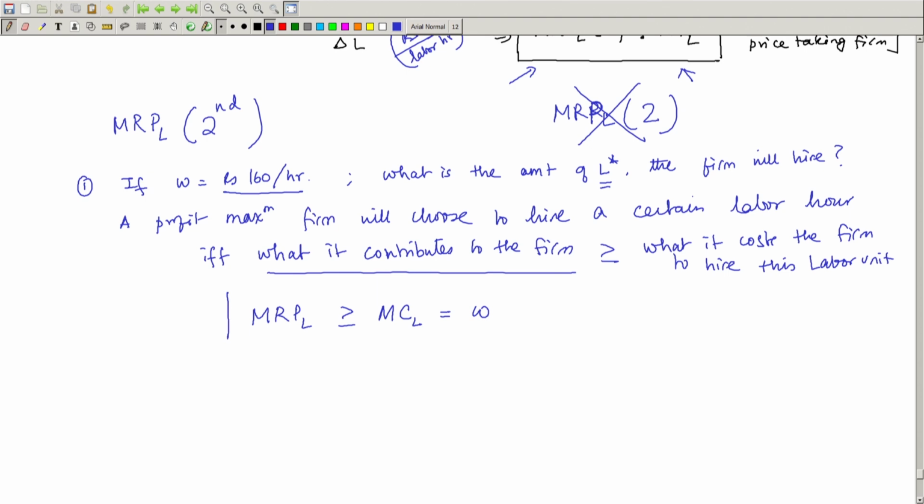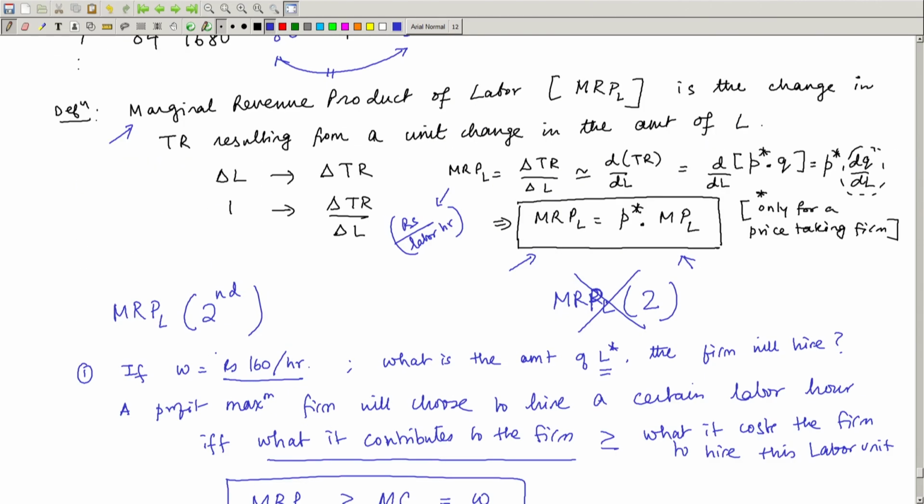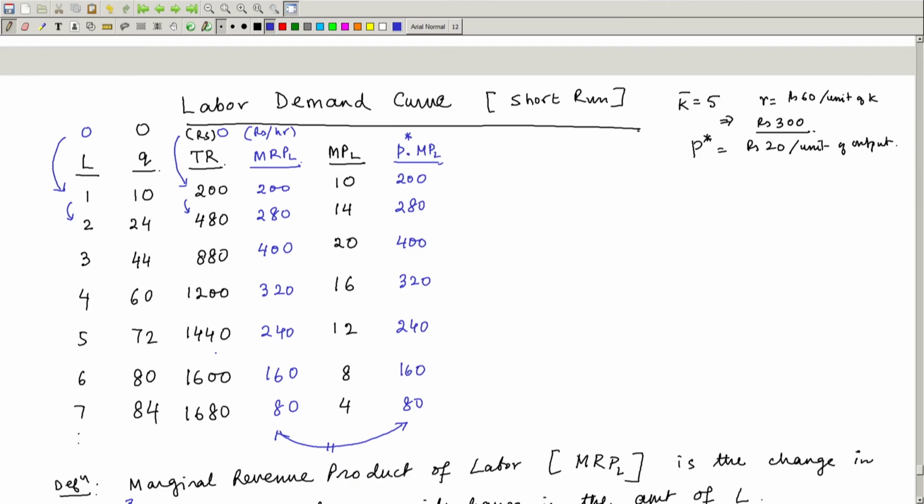So, a profit maximizing firm will choose to hire a certain amount of labor as long as the marginal revenue product is greater than the marginal cost of labor. So, here I am told that the marginal cost of labor is 160, right. So, in case 1, the marginal cost of labor is the wage rate W1, which is equal to rupees 160 per hour, right. And I want to compare where the marginal revenue product is greater than the wage. Well, notice the marginal revenue product here for the first labor unit is 200, that is greater than the wage rate 160. For the second unit, it is 280, which is greater than 160.